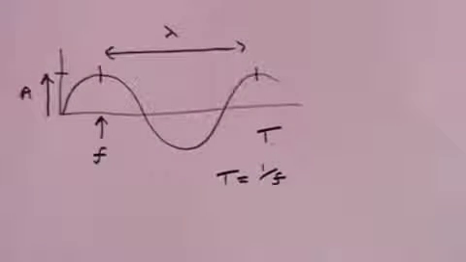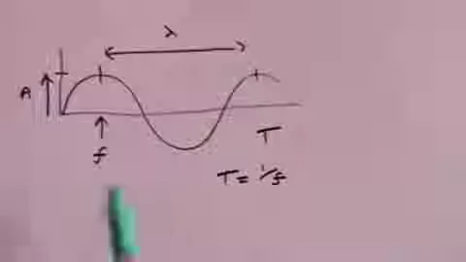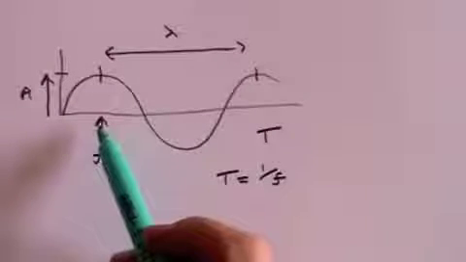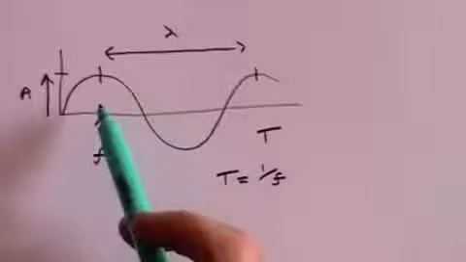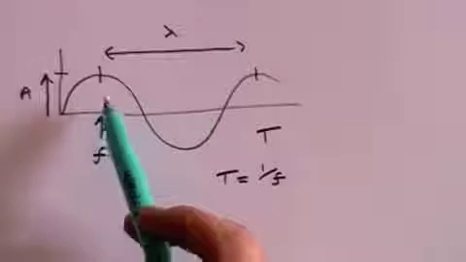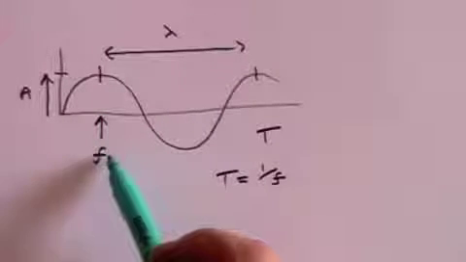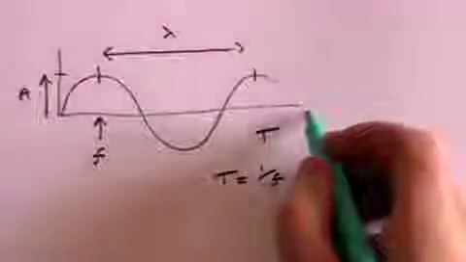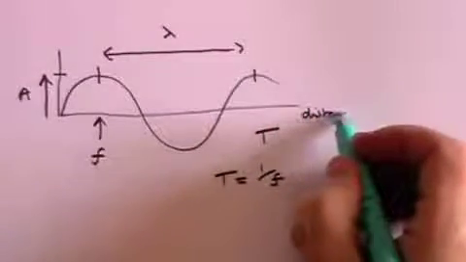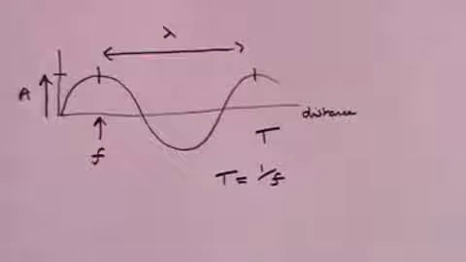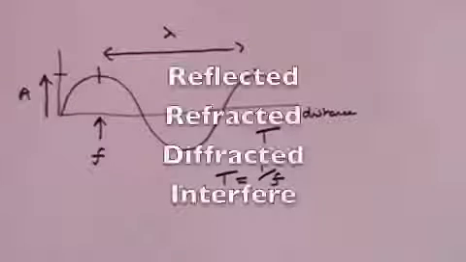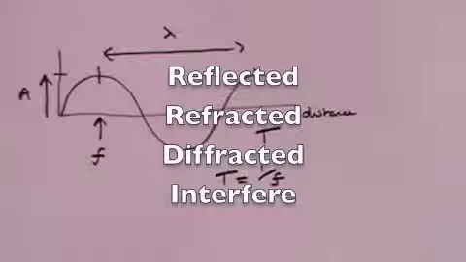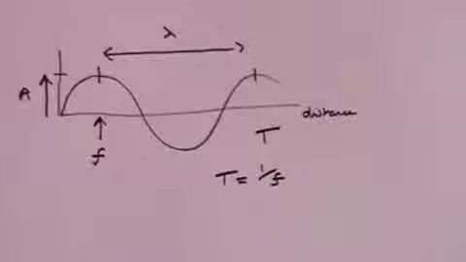Because if f is the number of waves which pass a fixed point per second, then the time it takes for each succeeding crest to reach this point is 1 over f. This axis here, of course, is simply the distance travelled by the wave. And waves have particular characteristics. They can be reflected, they can be refracted, they can be diffracted, and they can show interference patterns.